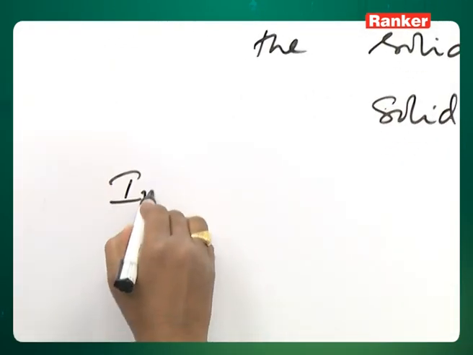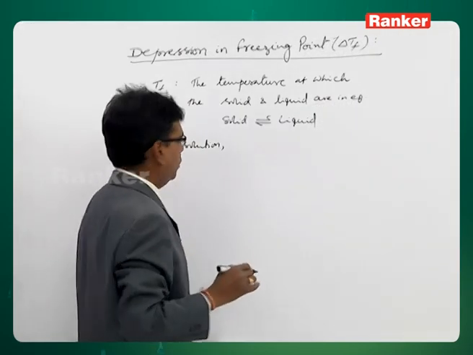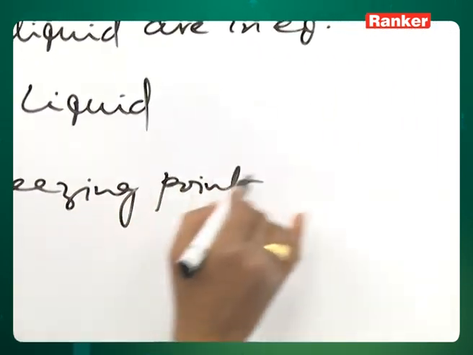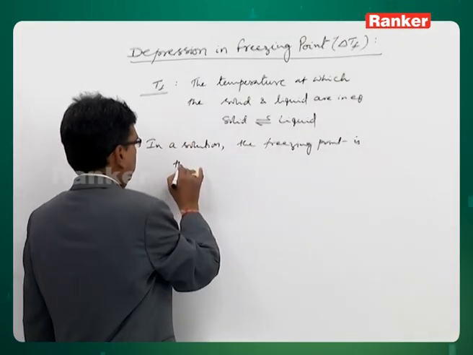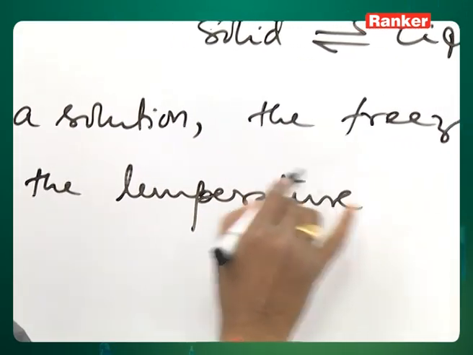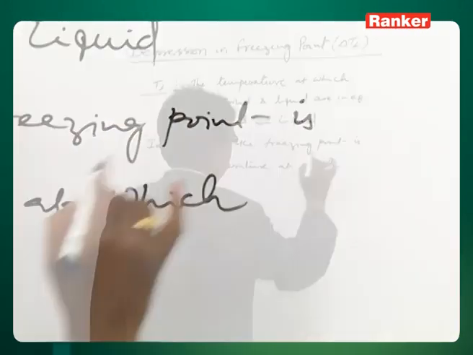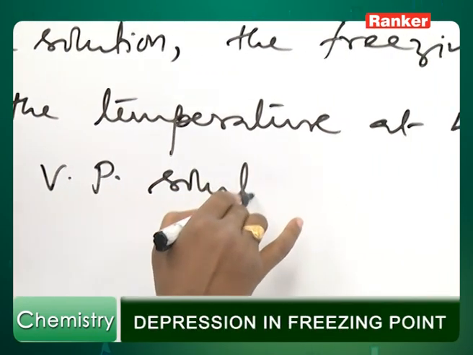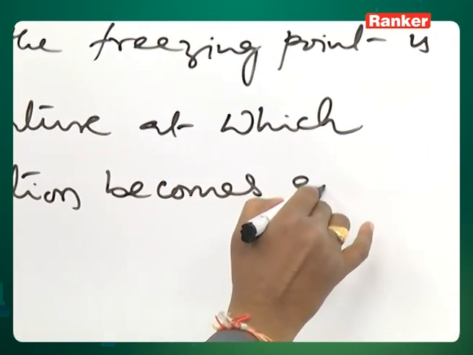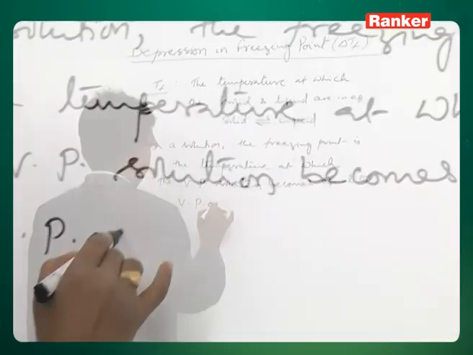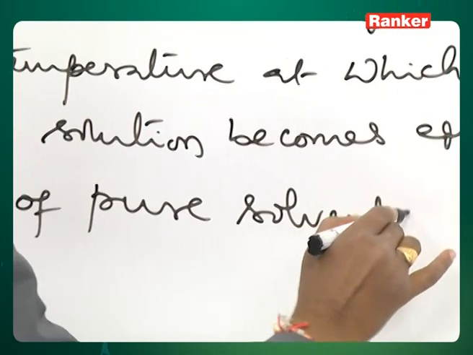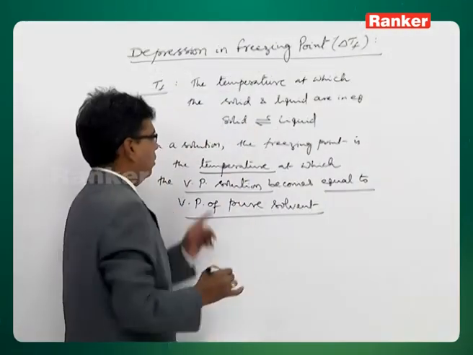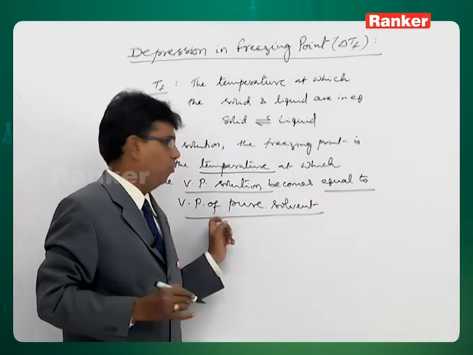Now, for a solution, the freezing point is the temperature at which the vapor pressure of solution becomes equal to vapor pressure of pure solvent. Vapor pressure of solution equal to vapor pressure of solvent. The freezing point is the temperature at which vapor pressure of solution becomes equal to vapor pressure of pure solvent.